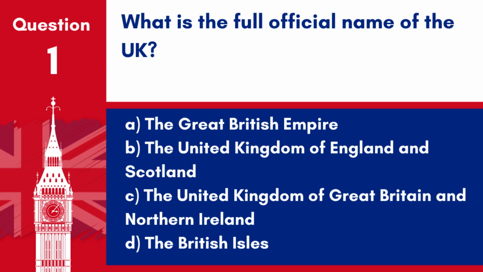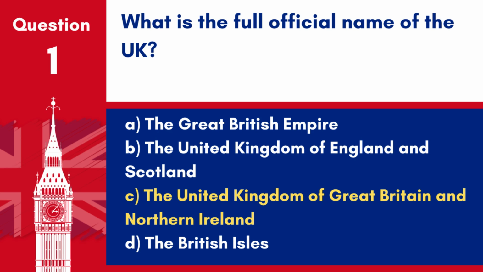Question 1. What is the full official name of the UK? A. The Great British Empire. B. The United Kingdom of England and Scotland. C. The United Kingdom of Great Britain and Northern Ireland. D. The British Isles. Answer: C. The United Kingdom of Great Britain and Northern Ireland.